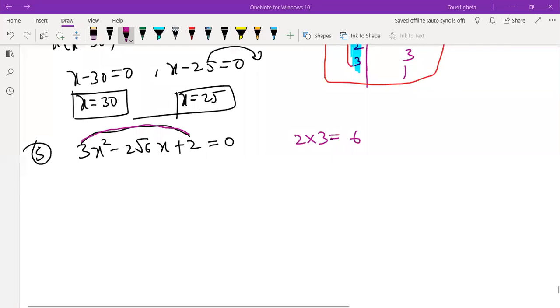6 is there. Okay, 2 threes are 6. I need the sum, I need 2 root 6, that is 2 minus 2 root 6. And if I multiply, I should get 6. Very nice. I should get without root if I multiply, means I should just get a whole number 6. If I add or subtract, I should get minus 2 root 6. Amazing. How is that possible?